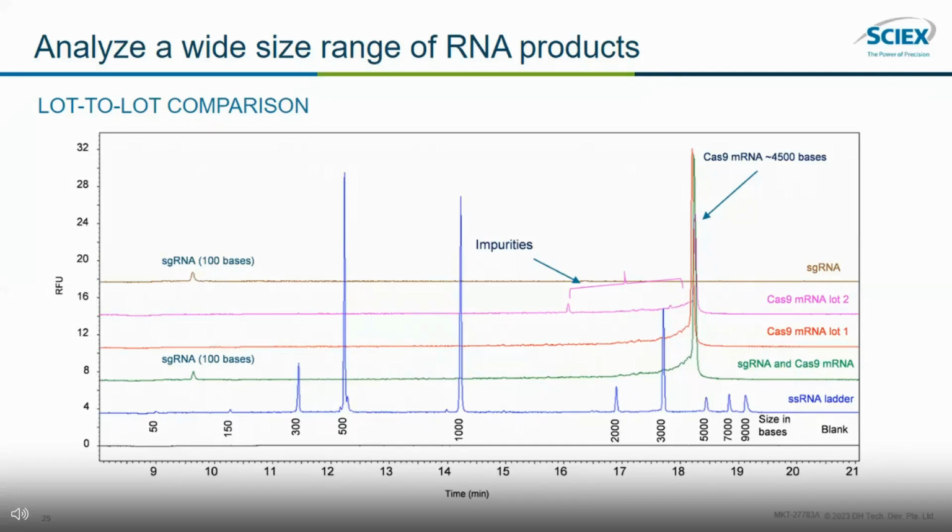Using the RNA 9000 kit and CELIS with BioPhase, we can do things like analyze single guide RNA at 100 bases, or Cas9 mRNA at 4,500 bases, and detect impurities like we see here in our lot 2 of Cas9 mRNA.